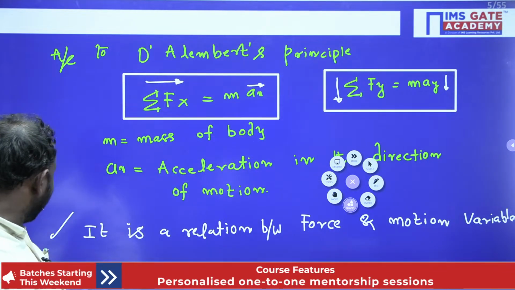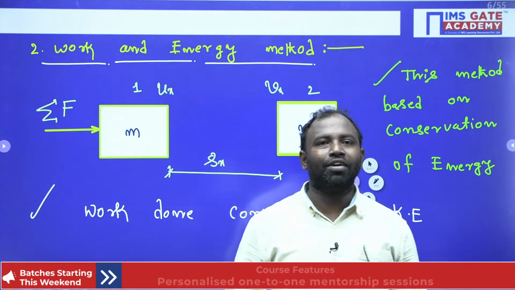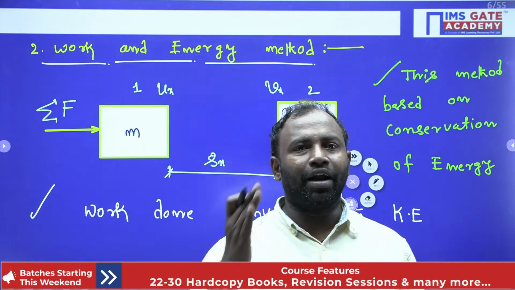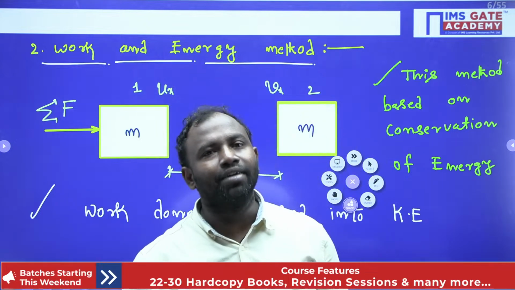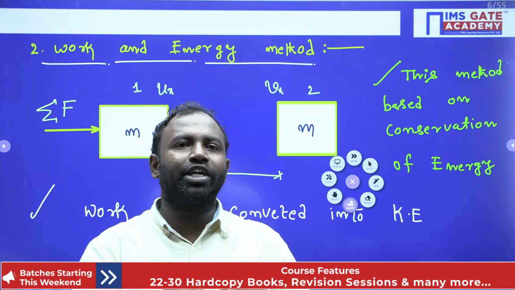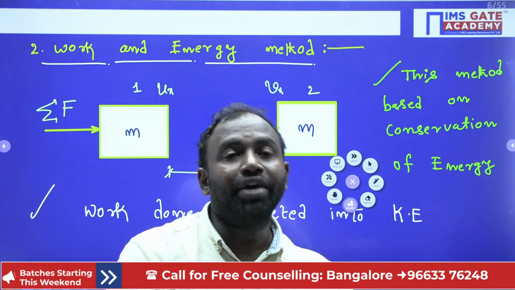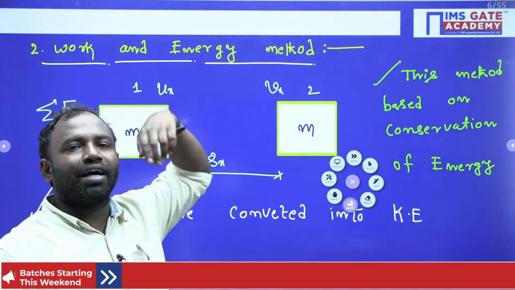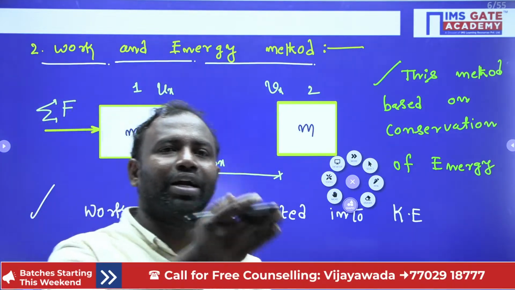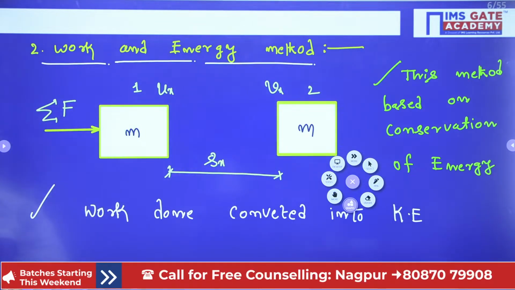Here also we use the basic equations. What are our basic equations? V equal to u plus at. Now s equal to ut plus half at square, and also v square minus u square equal to 2as. By using these equations, we will find out the acceleration or displacement or time whenever required, and then we will apply our three methods, either D'Alembert's principle or work and energy method or impulse momentum method.